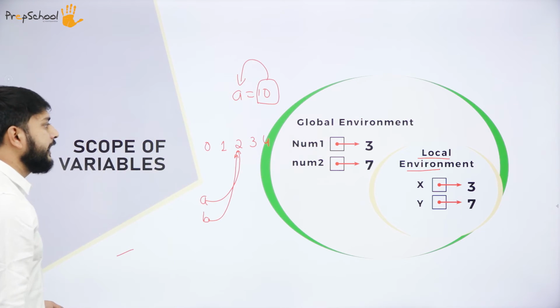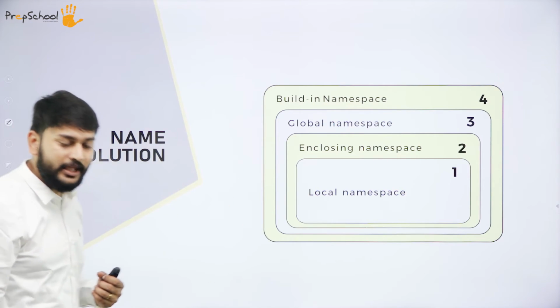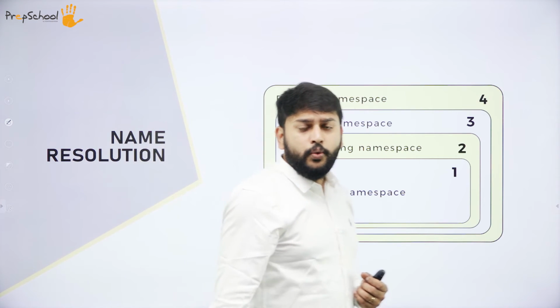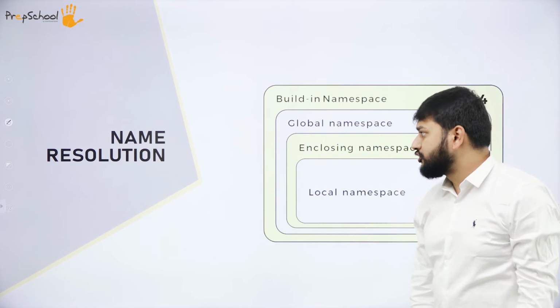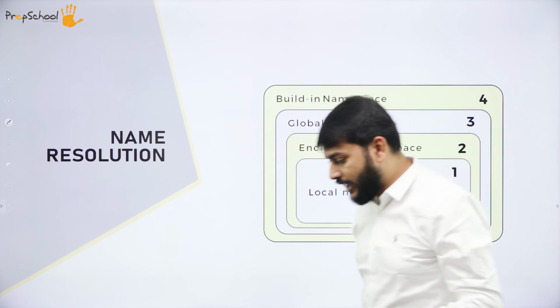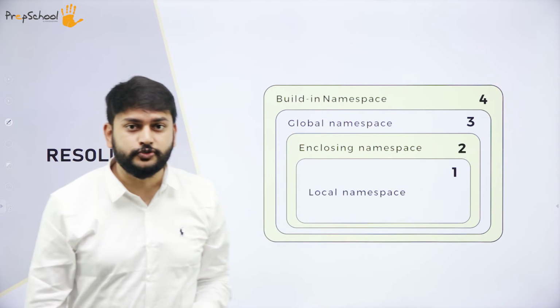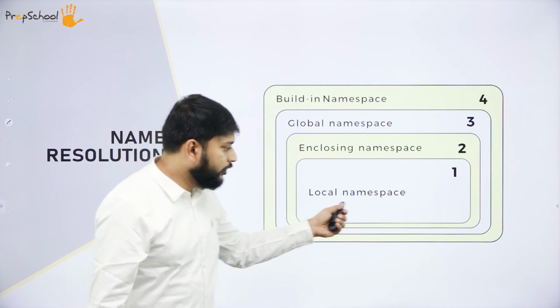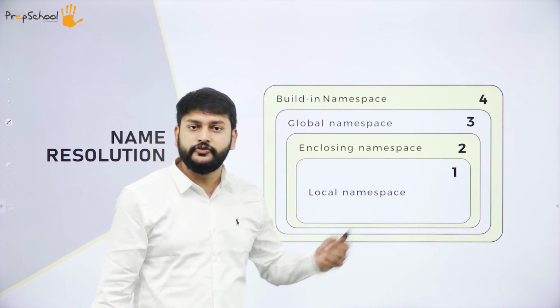Moving on to the next one, I have naming resolution. What is this naming resolution problem? What is the naming resolution problem that I will come across is what I am trying to explain. For example, this is the local namespace. I have called some of the variables here.